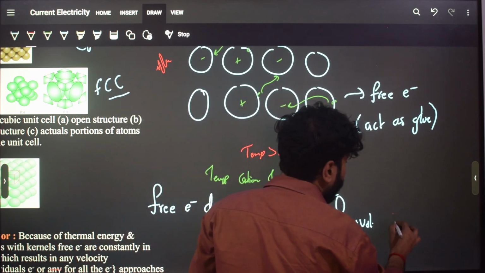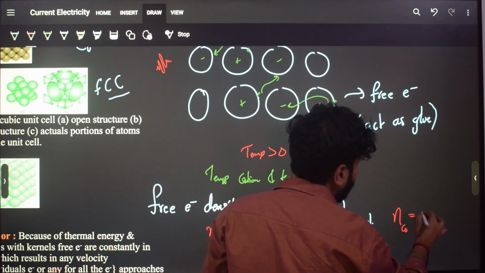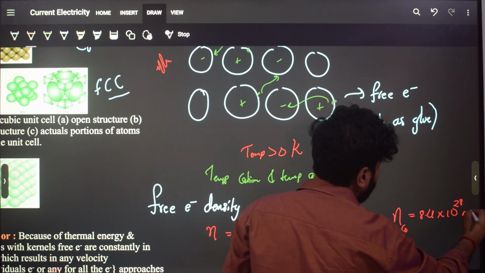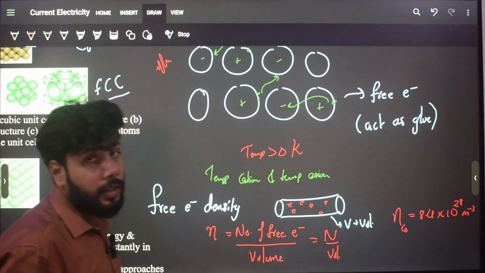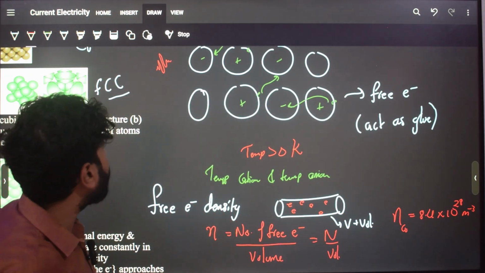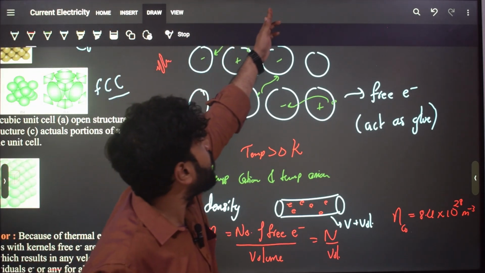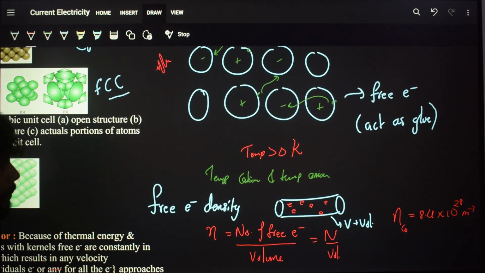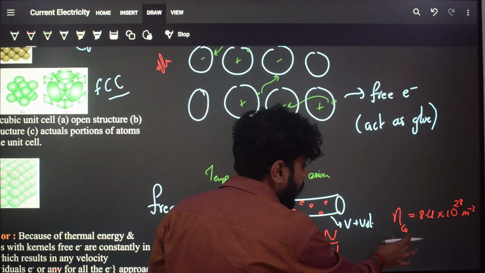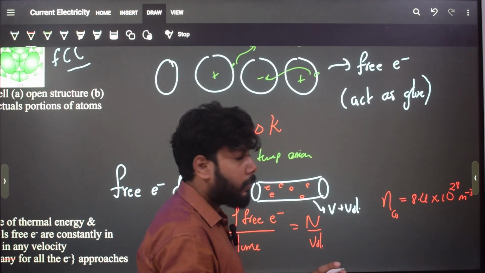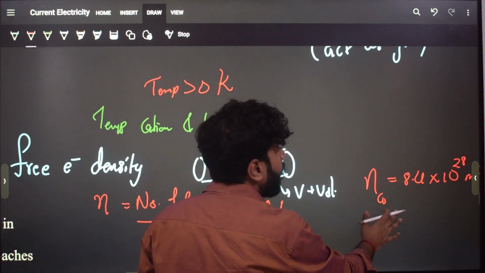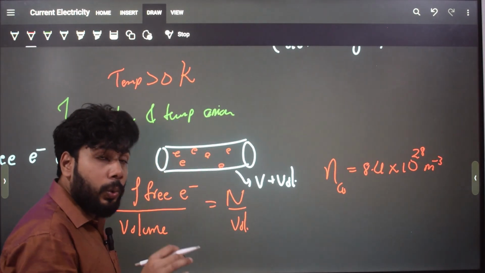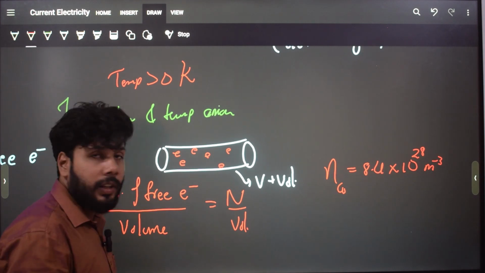Right. For reference, the free electron density of copper is 8.4 something into 10 raised to power 28 per meter cube. Means if you can imagine a box which is 1 meter, like if you take from this point to this point, this is somewhat your 1 meter, and you can take another 1 meter, and you can imagine a cube of 1 meter. In that cube of copper, which has 1 meter cube volume, you will get this many free electrons. Remember, it is not the total number of electrons in that copper. It is just those electrons which can move constantly. These are your free electrons.